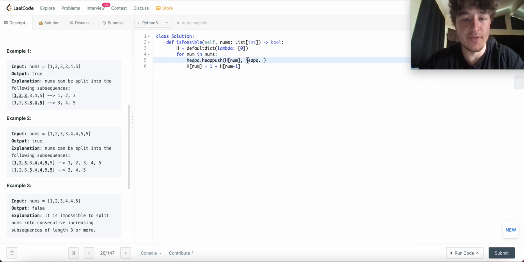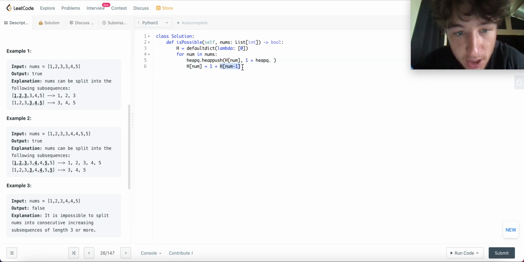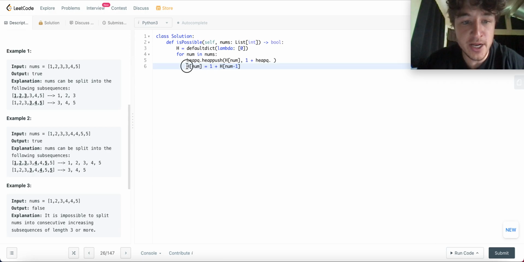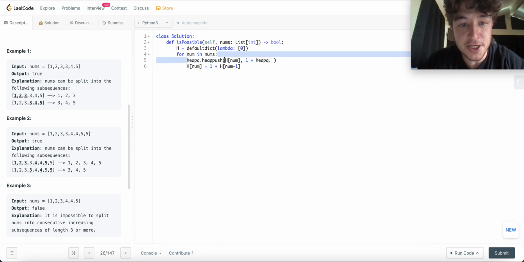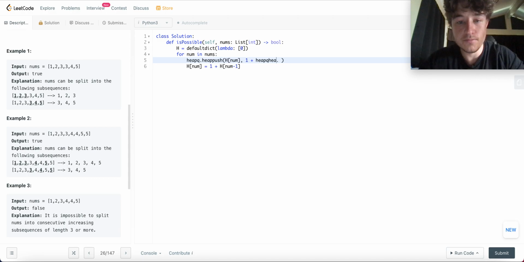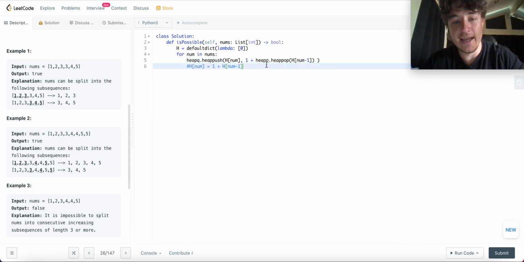And I'm doing the same thing here. I'm just doing it knowing that I'm using priority queues. So since I'm using priority queues, I want the smallest thing from h of num minus 1, and I want to push that to h of num. So that's basically the same thing, right? So I'm saying pushing to h of num the smallest thing at h of num minus 1. Right, so this is just another way of stating that using priority queues.